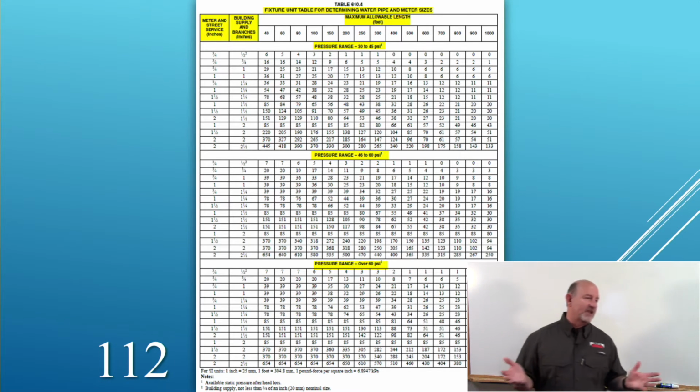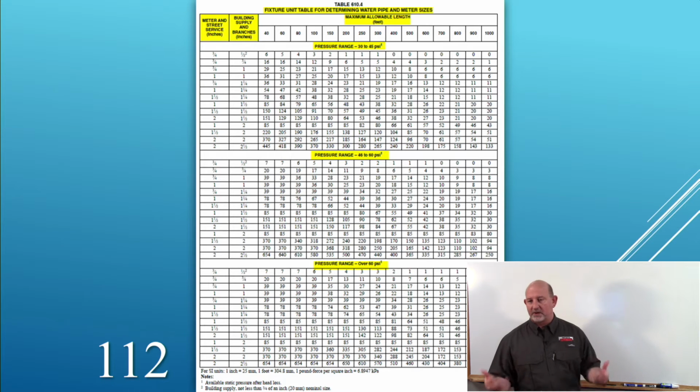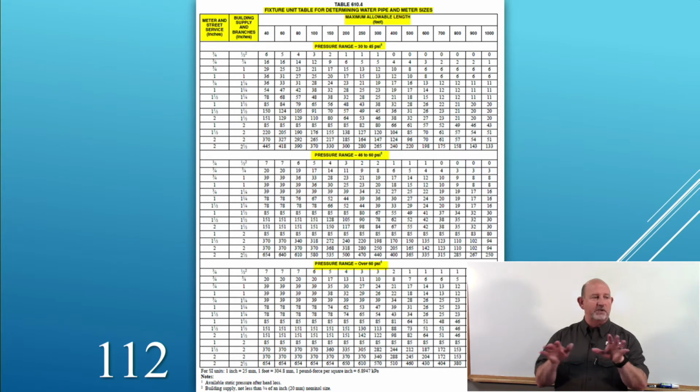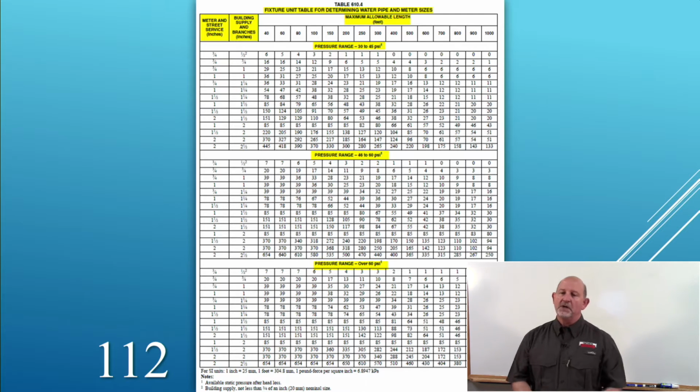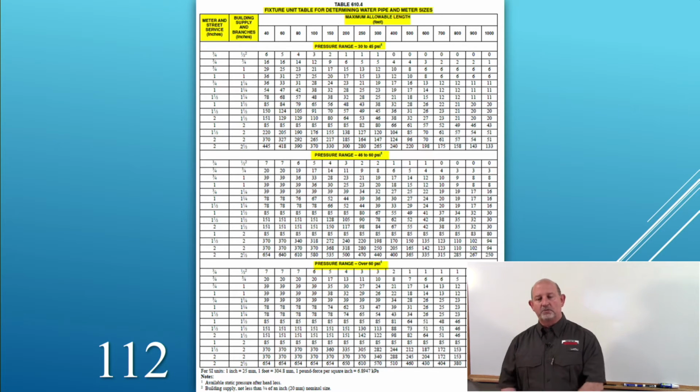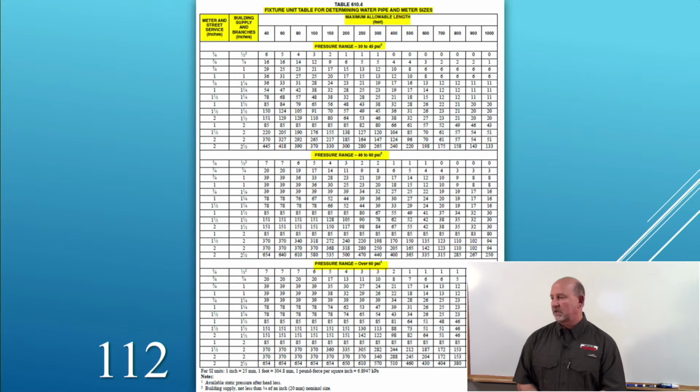Now, let's just say, for example, we had a lot of pressure at my house, and my pressure is 80 PSI. Do you agree we do exactly the same thing, except we drop down to the table over 60? Yes. That'd be the table I'd use there.